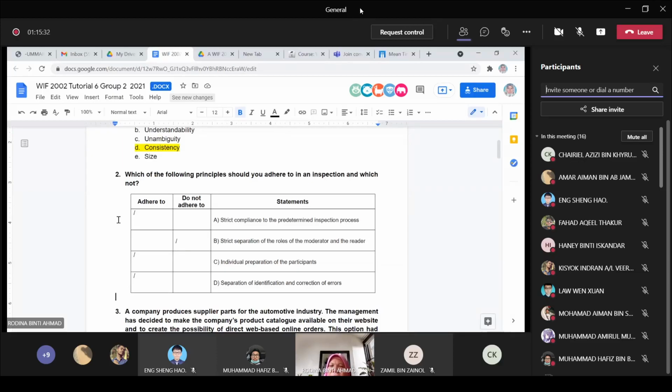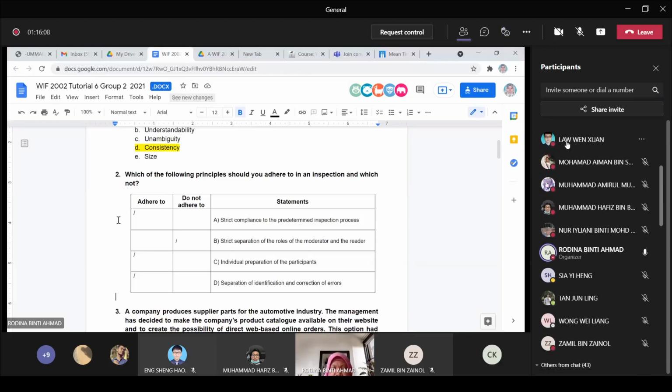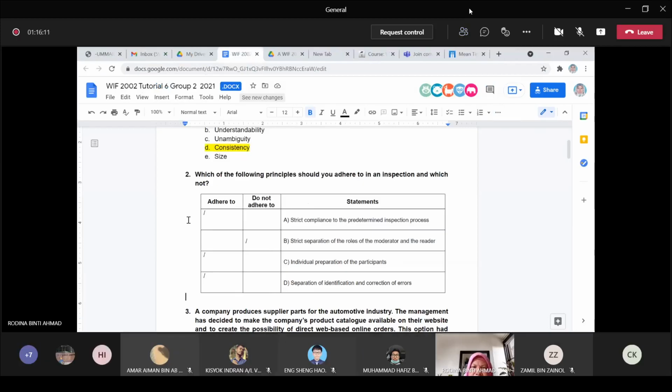B, strict separation of the roles of moderator and reader. This one is not so critical or crucial, because sometimes, due to the lack of manpower that we have, we might want to assume a certain moderator to also assume the role of reader. So we can at least combine that. Some of the roles can be combined due to the lack of manpower. So I would agree. B, we do not necessarily need to adhere to this principle.